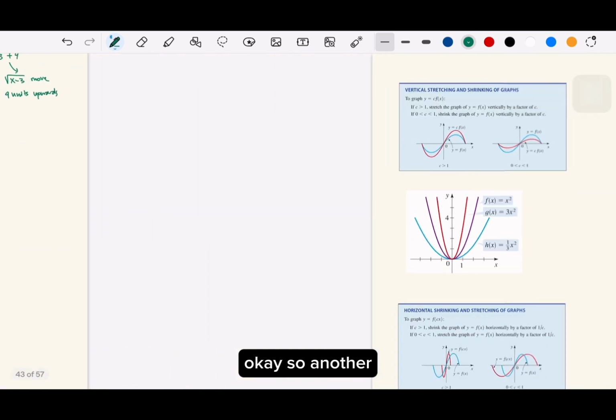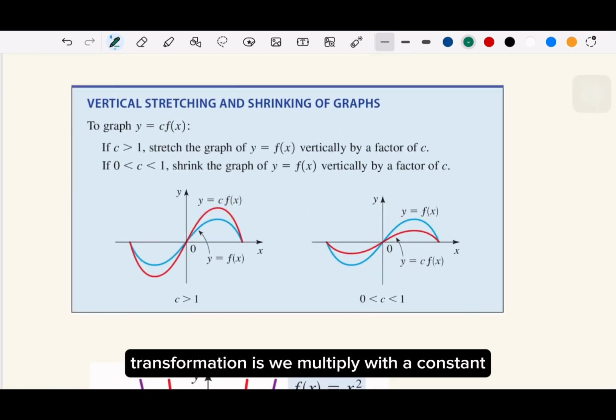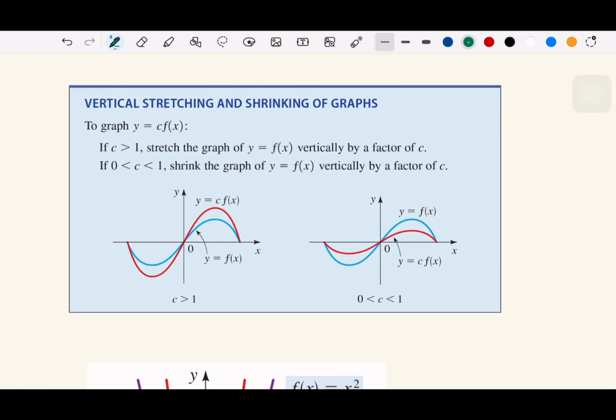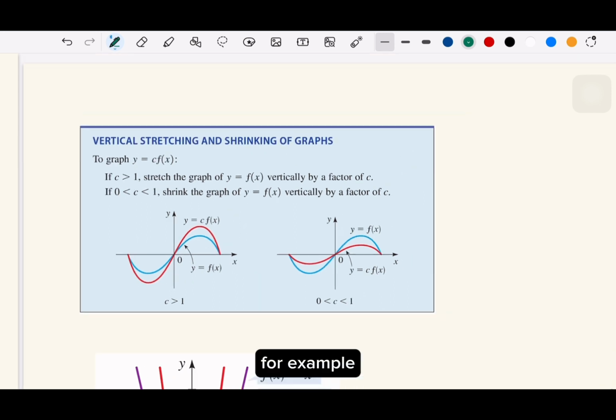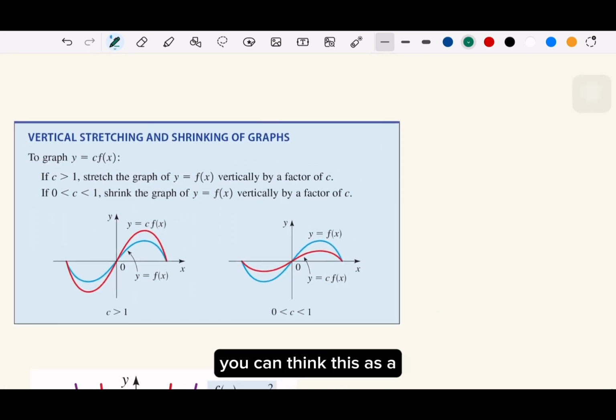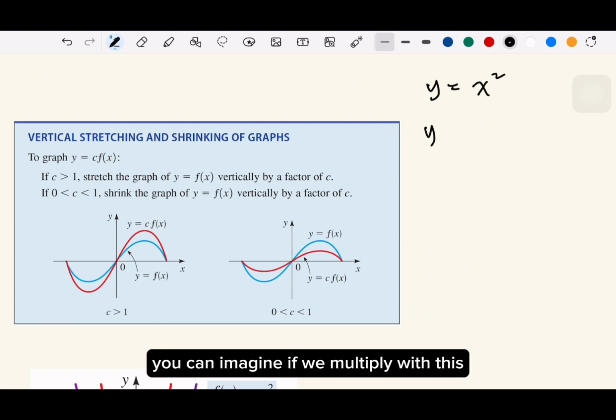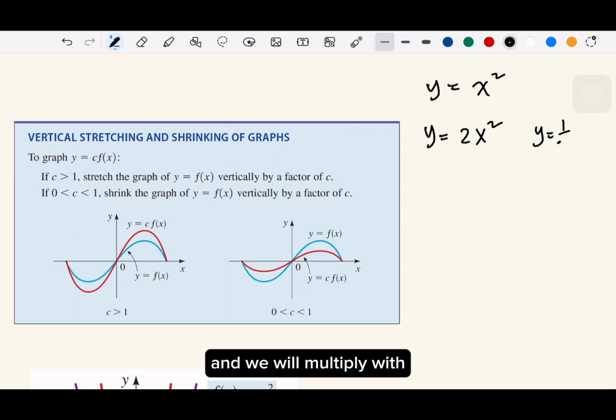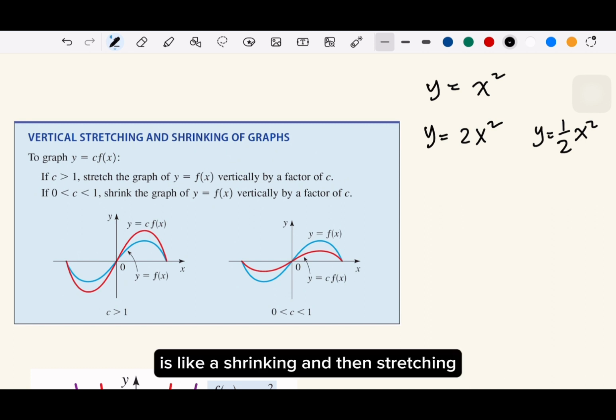Okay, so another transformation is we multiply with a constant. For example, you can think of this as y equals x squared. You can imagine if we multiply with 1/2, of course, the graph will change. Okay, it's like shrinking and then stretching.